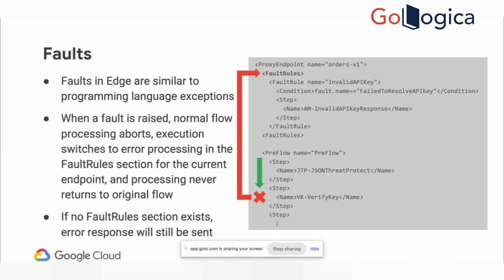And if the fault handling section is not there and a fault occurs, APG will provide you the default fault. APG has the default message and all those things. APG will send that. So it will be APG's own fault structure that will be sent to the consumer.